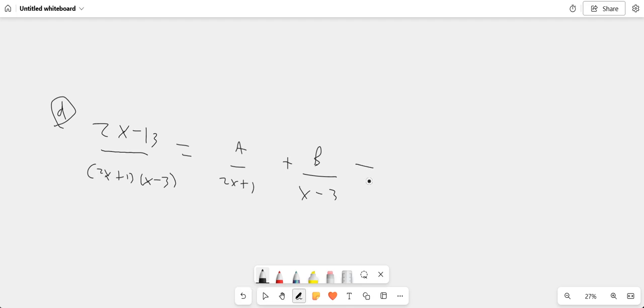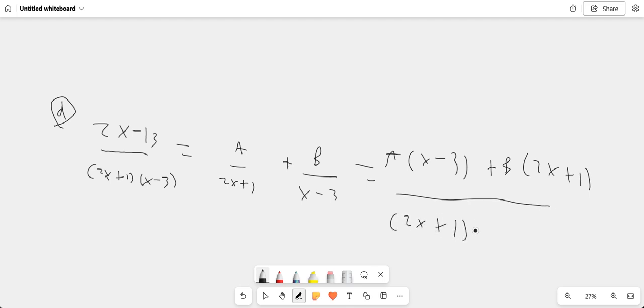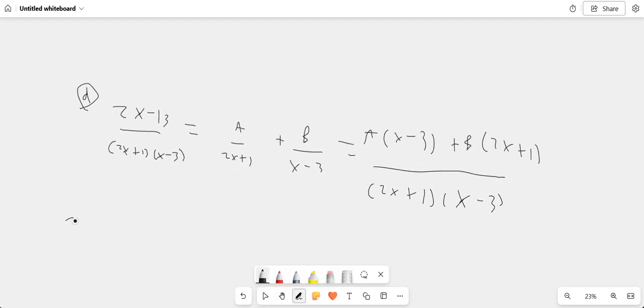So that's going to be equal to a open bracket x minus 3, plus b open bracket 2x plus 1. And then on the bottom, we've got the two things times together, so that's 2x plus 1 and then x minus 3. And now make the top equal to each other, so 2x minus 13 is equal to a open bracket x minus 3, plus b open bracket 2x plus 1.